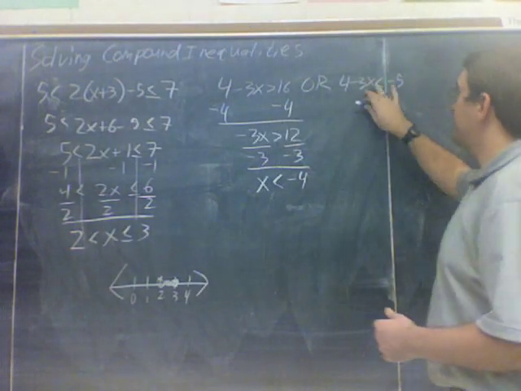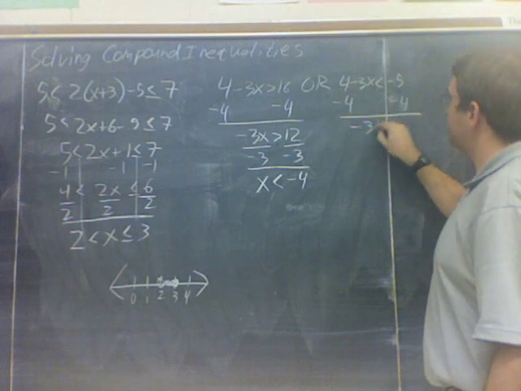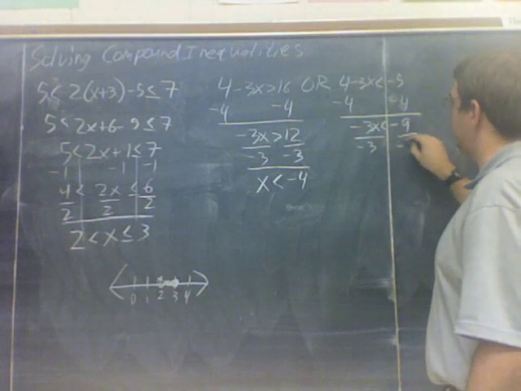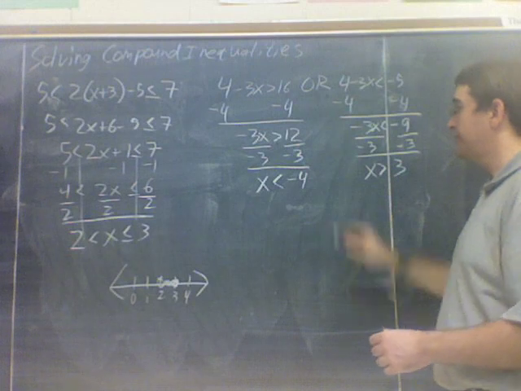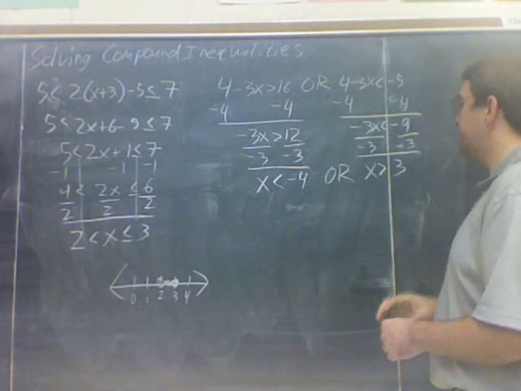Going over here, I get, again, minus 4, negative 3x is greater than negative 9. Divide by negative 3, and I get x is greater than positive 3. So I have two inequalities now: x is less than negative 4, or x is greater than 3.